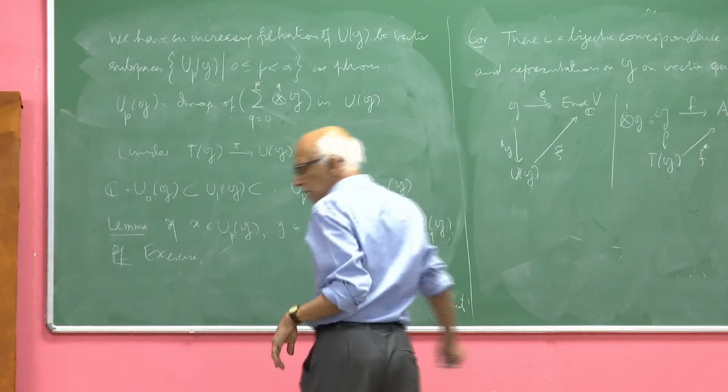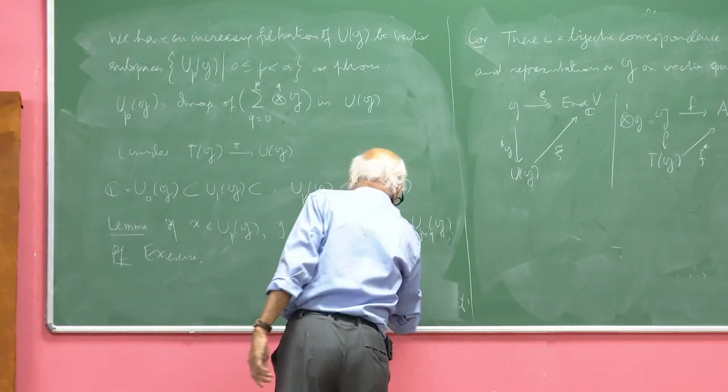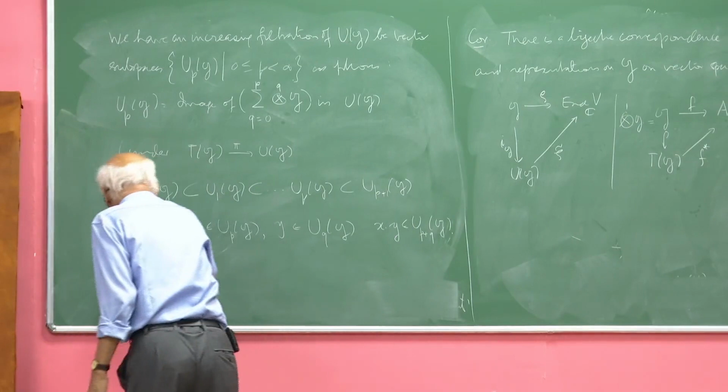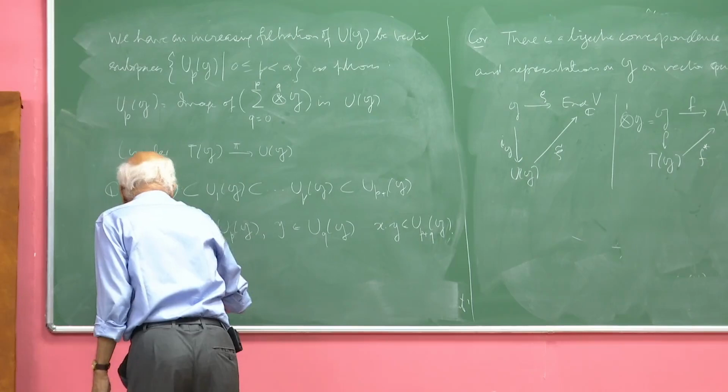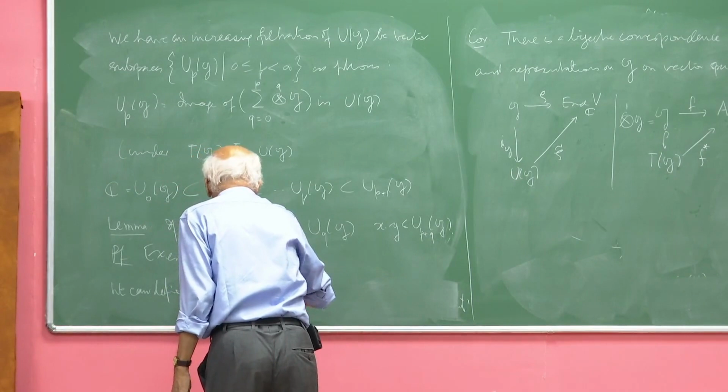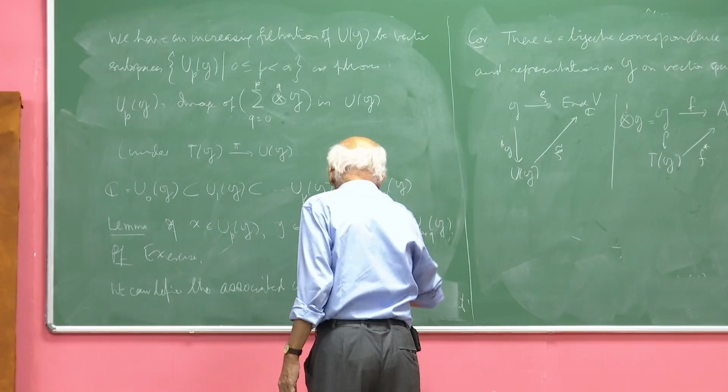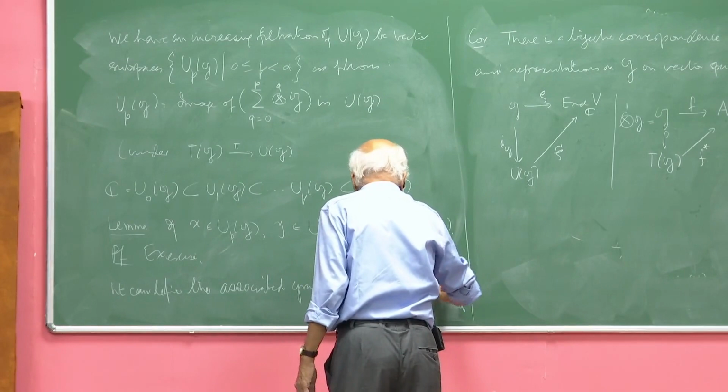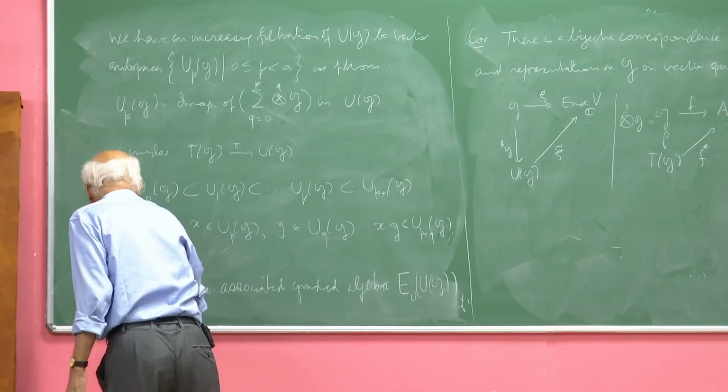Now I can form, because of this, we can define the associated graded algebra, which I'll call E0(UG), of UG with respect to this filtration.